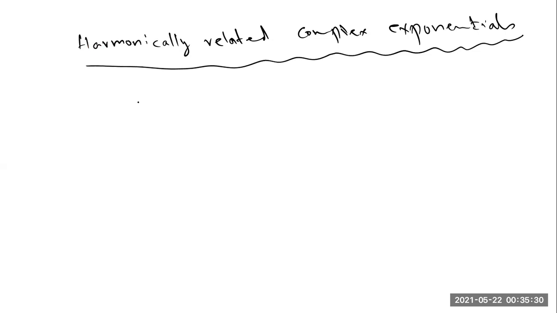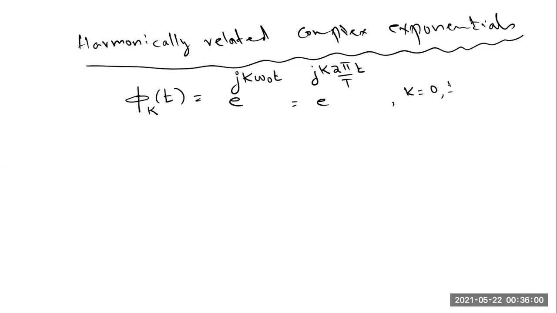And what was the mathematical representation for such a set of signals? I use this notation, phi sub k equal to e to the power j k omega naught t. Or if you want to represent this expression in terms of the fundamental period, you can replace omega naught by 2 pi by capital T. And this k is an integer, so we have plus minus 0, plus minus 1, plus minus 2, plus minus 3, and so on.